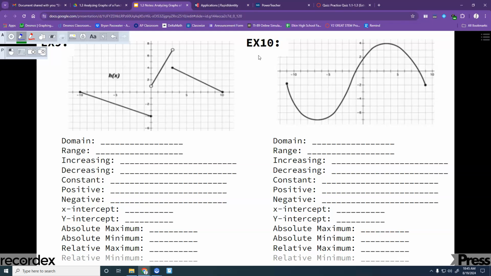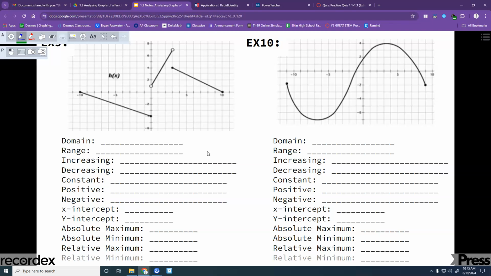If it is a horizontal line, you would say that it's constant. So these lines are straight lines, but they're still increasing or decreasing, right? So let's start with domain. On this, we're going to do 9 together.